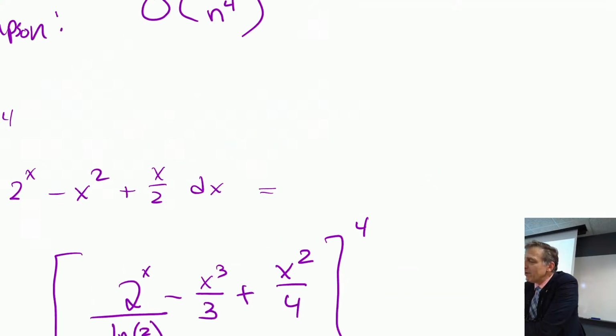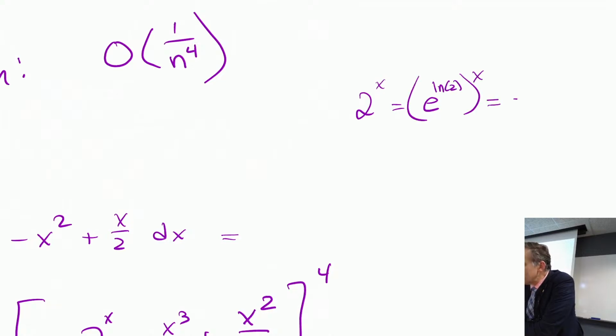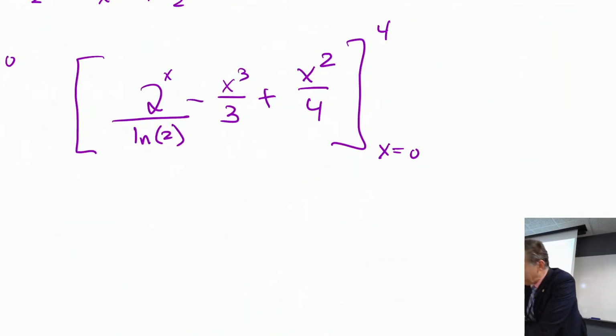One way to remember this, if you are ever in an emergency situation and you need to know the derivative or the integral of 2 to the x, you could remember that 2 to the x is e to the natural log of 2 to the x, which is e to the natural log of 2 times x. So then you could use substitution. For example, the derivative of 2 to the x will be natural log of 2 times e to the natural log of 2 times x. So you end up with an extra factor of natural log of 2. Okay, but getting back, I know I digress.